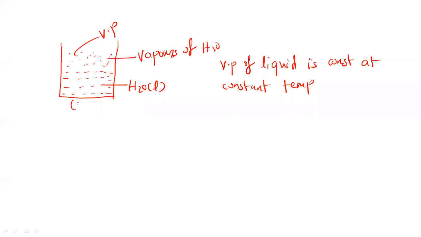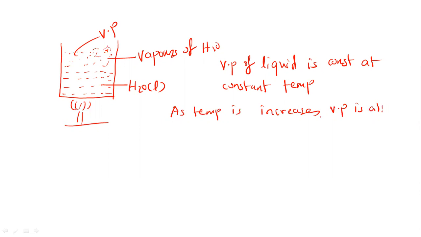As we increase the temperature by supplying heat, what happens? Evaporation takes place, so more vapors are formed here, and due to the formation of more vapors, the vapor pressure increases. So as temperature increases, vapor pressure also increases. It means that vapor pressure depends upon temperature.